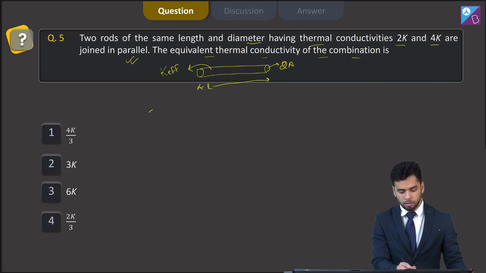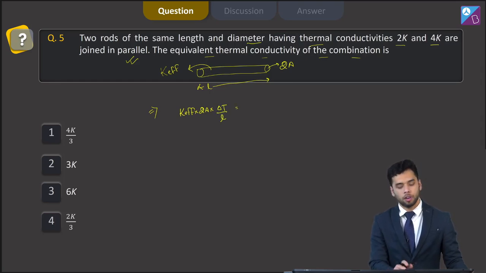Now the rate of heat flow through this rod should be equal to the sum of the rates of heat flow through both these rods. So I can write K effective into 2a into delta T over L. This is the rate of heat transfer through the equivalent rod. It should be equal to the rate of heat transfer through both these rods, that is 2K into a into delta T by L plus 4K into a into delta T over L.